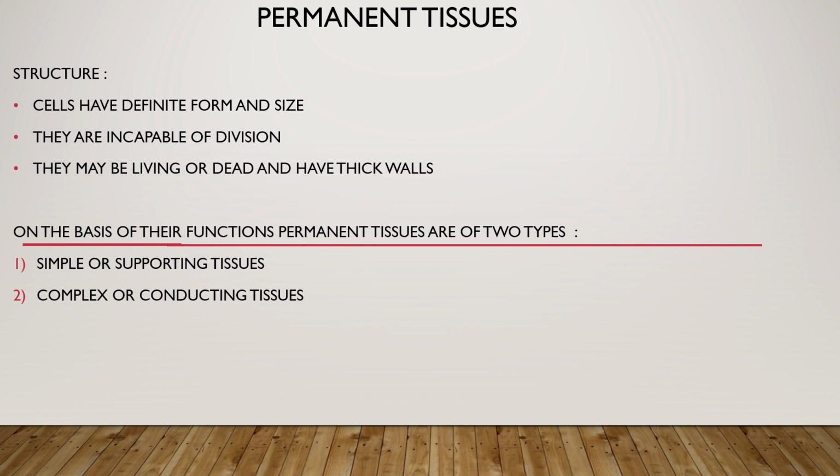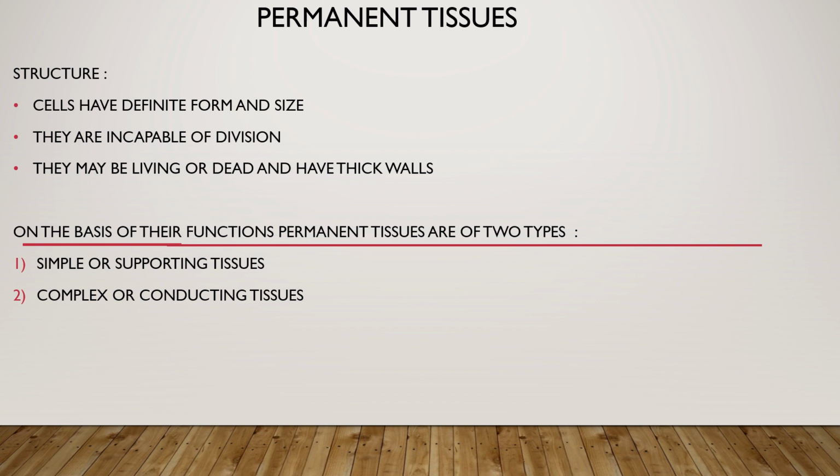And just opposite to the meristematic tissues, the permanent tissues are made up of those cells which are incapable of division. It means that after maturity, the permanent tissue cells are not going to divide again and again. Now, on the basis of their function, the permanent tissues are of two types: simple or supporting tissues and complex or conducting tissues.